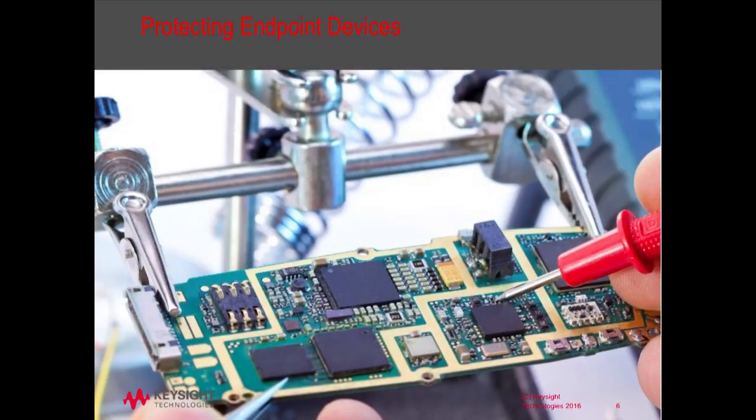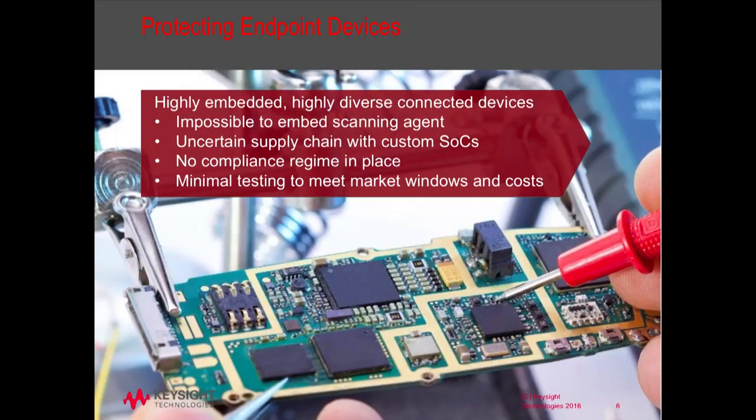So, what do you need to protect endpoint devices for? That's a very old mobile phone, but you can still see the sort of sizes of the devices that are there. There's a number of ways into embedded devices. You can't embed a scanning agent on them. It's impossible to understand the supply chain for these custom system on a chip, because these chips are designed for very short production runs at very high volumes. So you don't actually know who manufactured them at any given time.